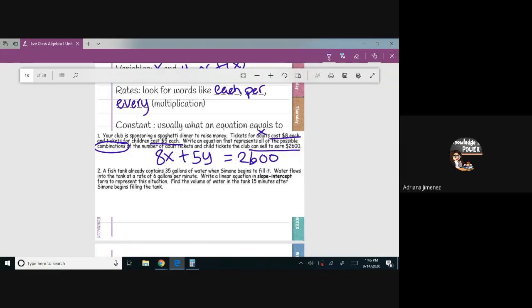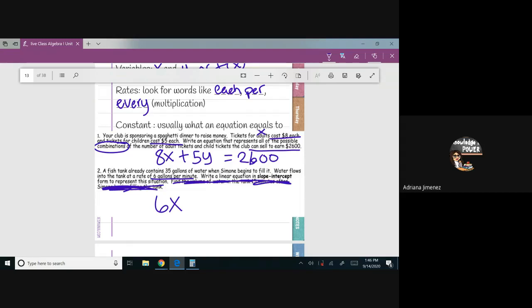Okay. So problem number 2, we're looking for each or every, or per, and I have per right here. So that's the one that's going to be with the x or the y. Why continue reading? I don't have another per or each. So that means because I only have one, the 6 is going to go with that x, and that's it, right? It says write the linear equation in slope-intercept form. I don't care about this problem because I don't want to answer anything. All I'm doing this day is just writing the equation.